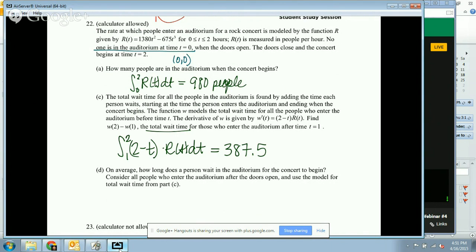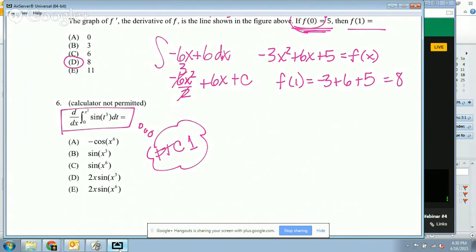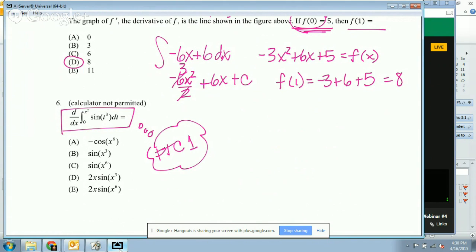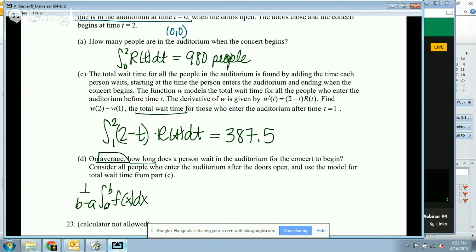All right, letter D. On average, how long does a person wait in the auditorium for the concert to begin? Okay, so I'm going to just point out right here, they're using this word average. So in my head, I'm thinking a constant to a variable. It's very long. Well, that's not a rate. That's like an amount of time. So in my head, I'm thinking, if I have the derivative of an integral from a constant to a variable, I know by the fundamental theorem of calculus part 1, that's just going to be that same function, and use the model for the total wait time from part C.